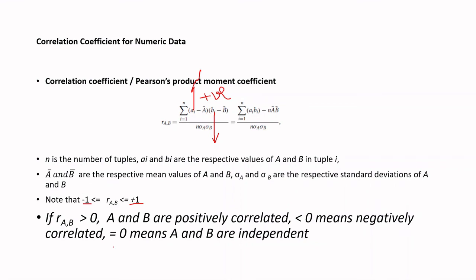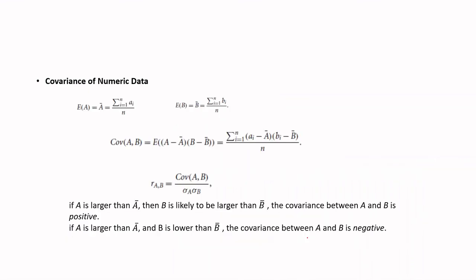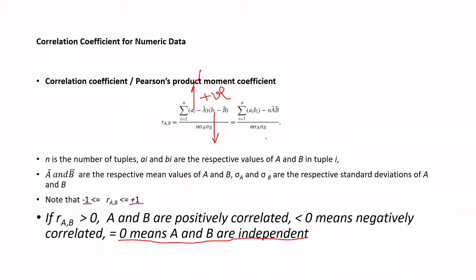And when the value is 0, it means A and B are independent of each other. This is how you compute the correlation between attributes which are numeric. This is one method. And a related method is called covariance. Covariance also. Let me say one more thing about this.